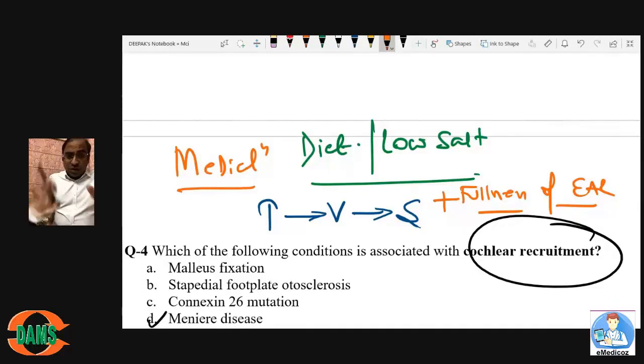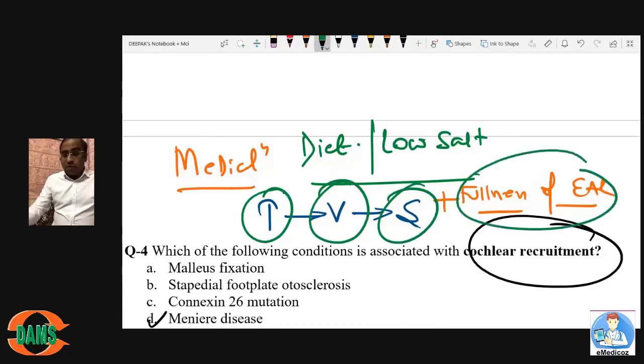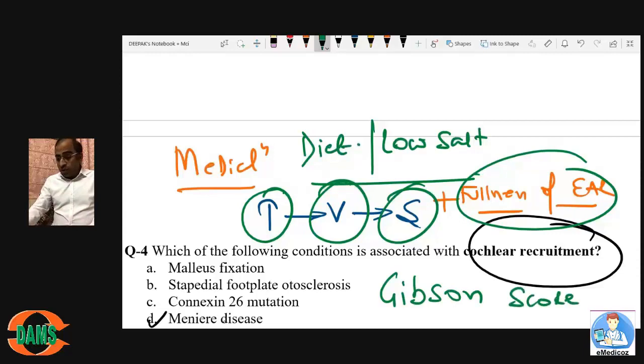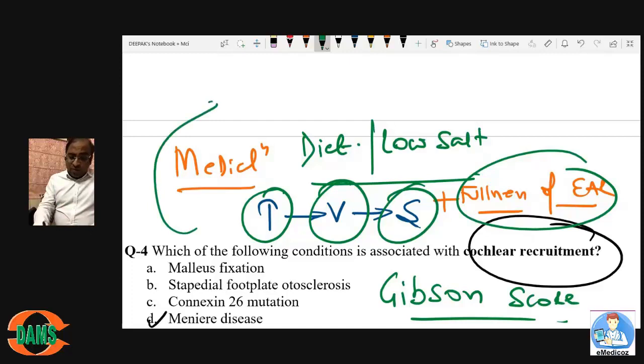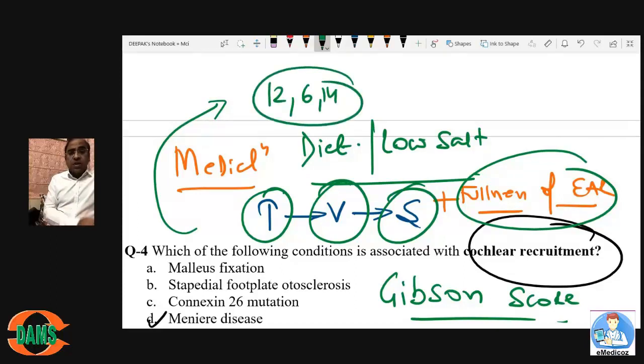And these four findings, listen carefully, everybody: tinnitus, vertigo, sensory deafness, fullness of ear. These four constitute one score, the Gibson score. Students preparing for JIPMER, AIIMS, this MCQ can be there. So in Meniere's we have the Gibson score. What is the Gibson score? Very simple: four important parameters, tinnitus, vertigo, sensory deafness with fullness of ear. Which chromosomes are associated with Meniere's? Always remember chromosome numbers 12, 6 and 14. These three chromosomes are associated with Meniere's disease.